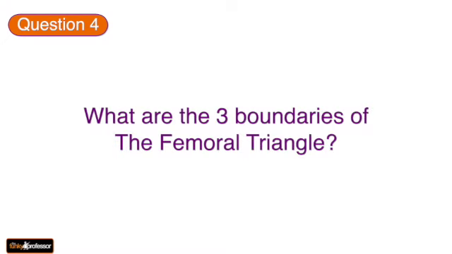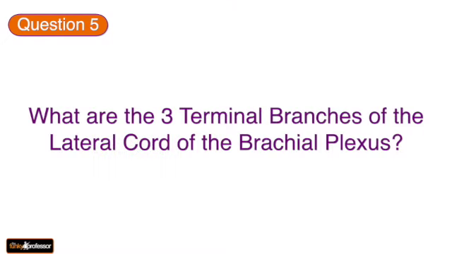Question 4. What are the 3 boundaries of the femoral triangle? Question 5. What are the 3 terminal branches of the lateral cord of the brachial plexus called?